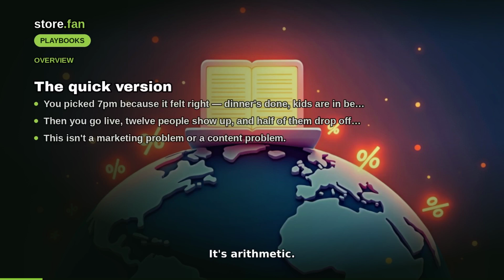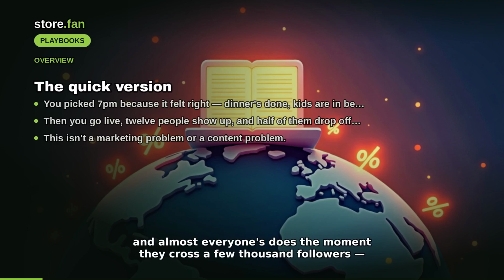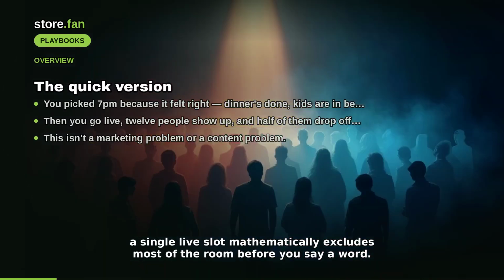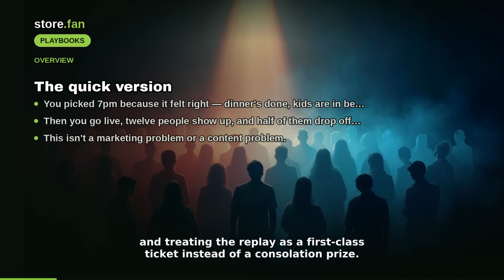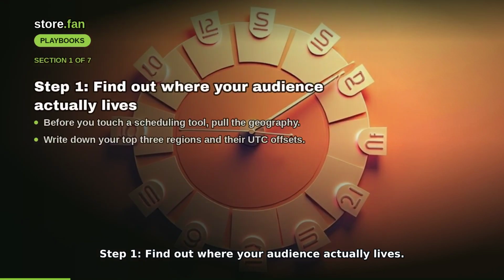This isn't a marketing problem or a content problem. It's arithmetic. If your audience spans more than 3 or 4 time zones, and almost everyone's does the moment they cross a few thousand followers, a single live slot mathematically excludes most of the room before you say a word. The fix isn't picking a better time. It's doing the math once, building a schedule around it, and treating the replay as a first-class ticket instead of a consolation prize.